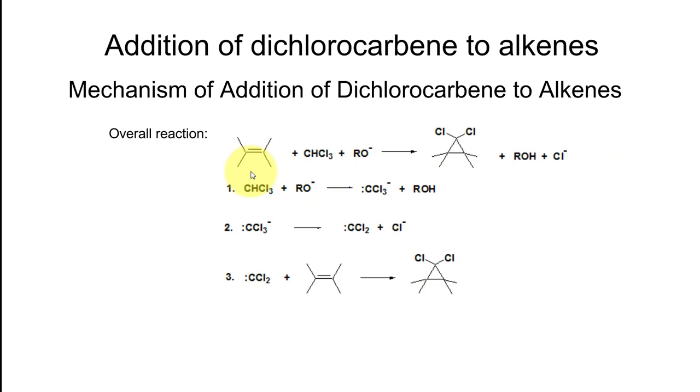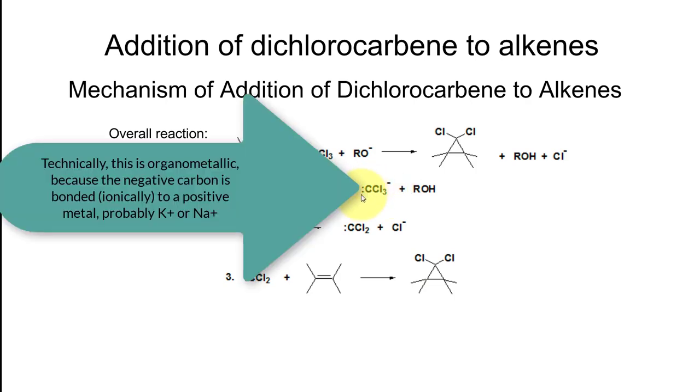The alkene actually doesn't come in the first step of the mechanism. The first step in the mechanism is that the chloroform and the alkoxide combine, and the alkoxide, being a strong base, pulls off that hydrogen, and that gives you this molecule with 3 chlorines on a carbon with a lone pair, which of course is a carbanion.